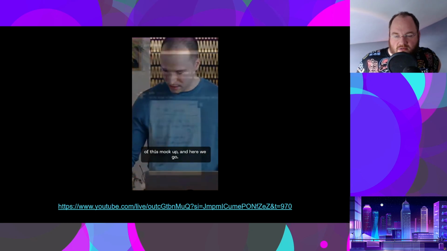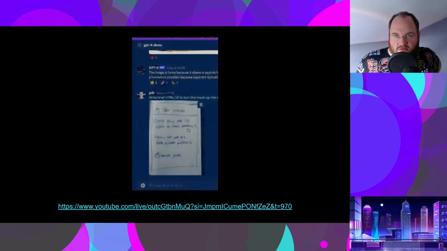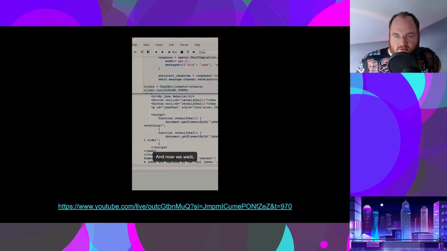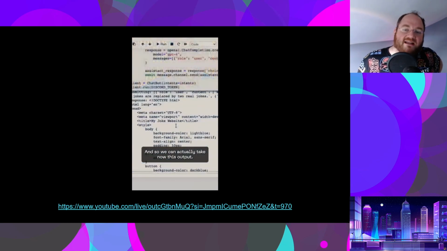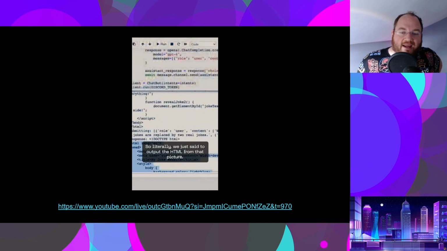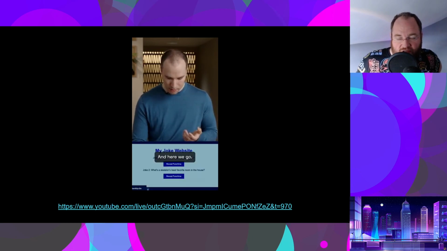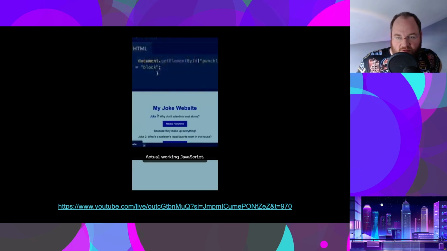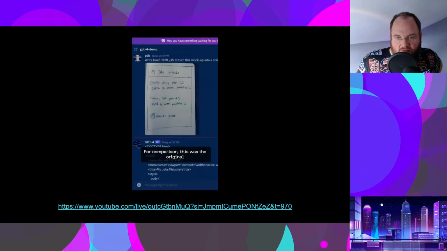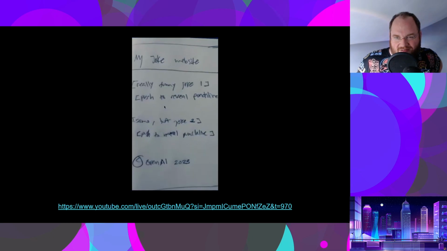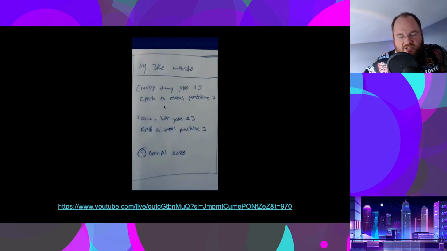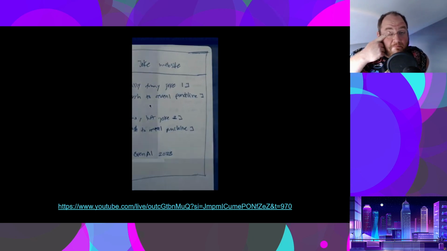And here we go. And now we wait. And so we can actually take this output. So literally we just said to output the HTML from that picture, based on the sketch. Here we go. Actual working JavaScript, filled in the jokes. For comparison, this was the original mock-up. The JavaScript worked too. That's the part that's messy. So there you go.